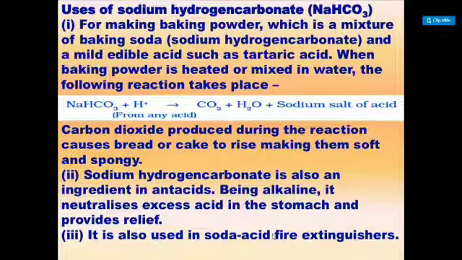Sodium hydrogen carbonate is used for making baking powder, which is a mixture of baking soda and mild edible acids such as tartaric acid or citric acid. When baking powder is heated or mixed in water, the following reaction takes place. NaHCO3 plus H+ gives CO2, H2O, sodium salt of acid. Carbon dioxide produced during the reaction causes bread or cake to rise, making them soft and spongy.